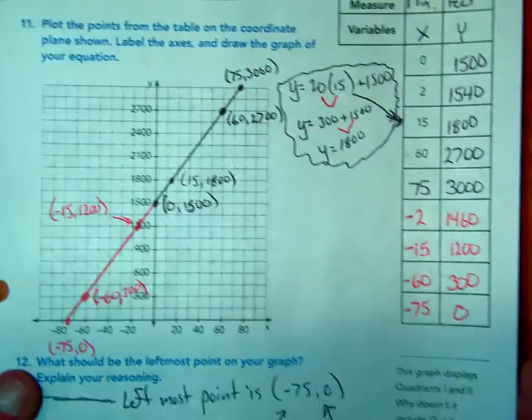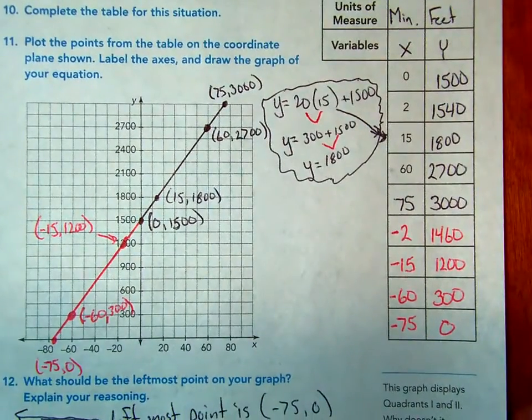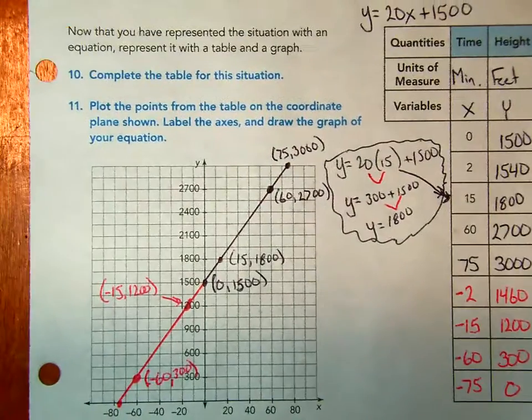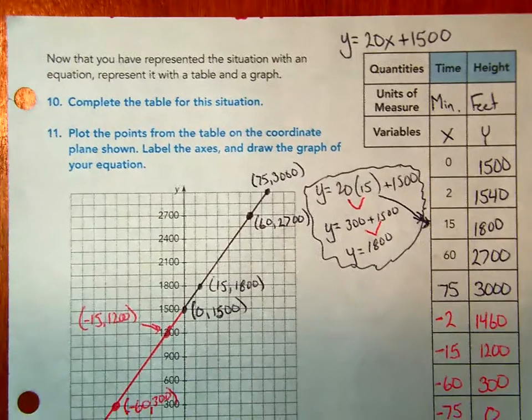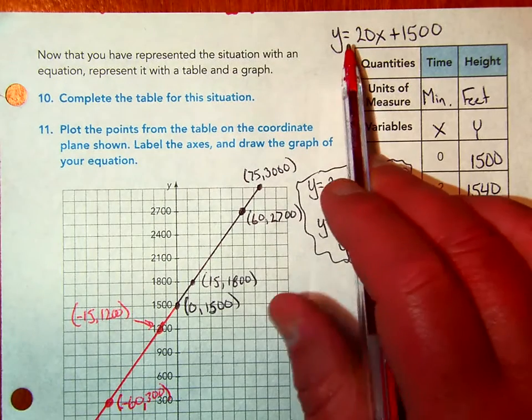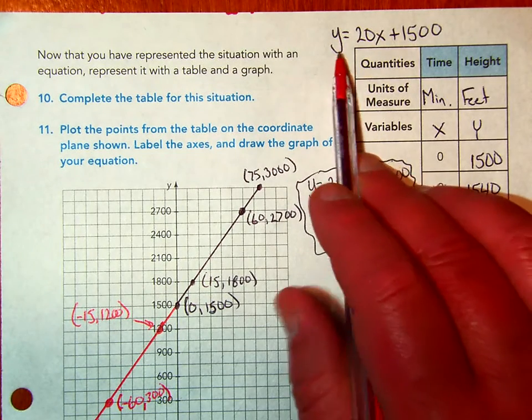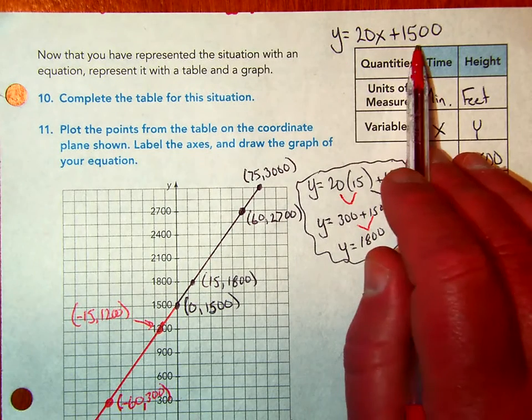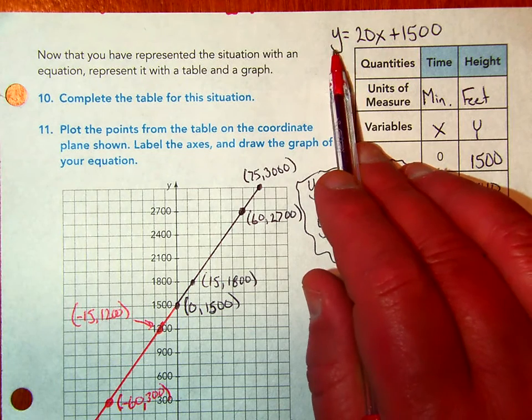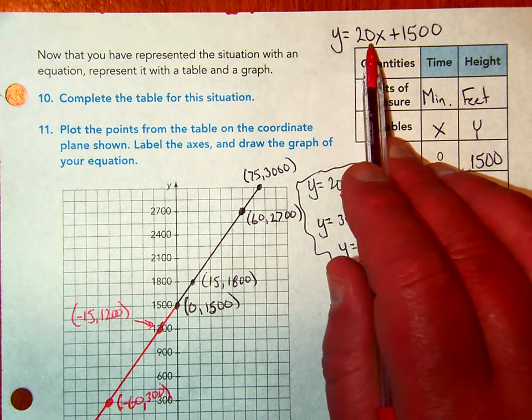So for all of those, we represented the situation with an equation. Now we're going to move over to a graph. I always fall back to my equation because that's my go-to, and that's the one that I find the most comfortable to use. So I'm putting the equation again up here just because I might end up using it again. So output, height in feet, is 20 times x plus 1,500.